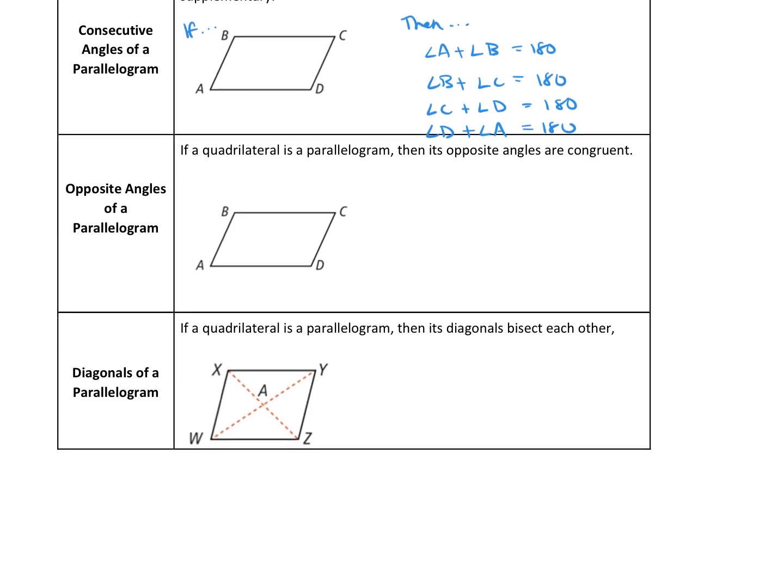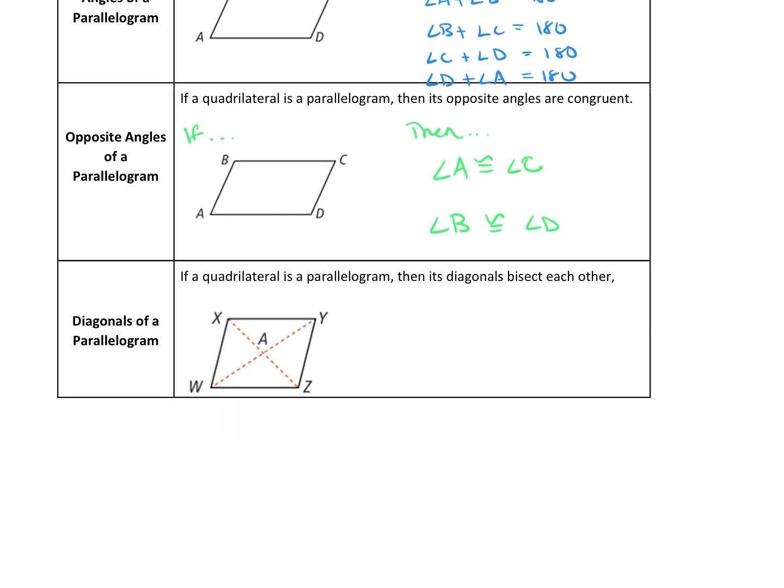All right, the opposite angles of a parallelogram. If a quadrilateral is a parallelogram, then its opposite angles are congruent. So if you have this parallelogram, then that means the opposite angles are congruent. So angle A will be congruent to angle C, and angle B will be congruent to angle D. Those are those opposite angles.